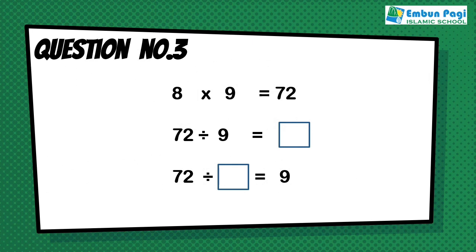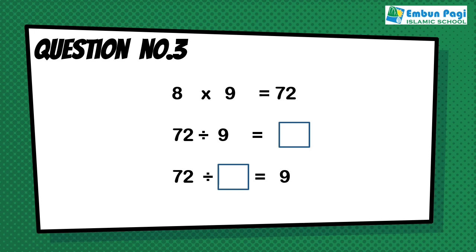Question number 3. This is division with multiplication facts. If you already remember all the multiplication that we already learned, you can answer this question easily. But if you don't, I'll give you a trick. As you can see, we already have 8 multiplied by 9 equals 72. And the question is, 72 divided by 9 equals what? Okay, please pay attention to the multiplication above. In the question, we already have 72 and 9.